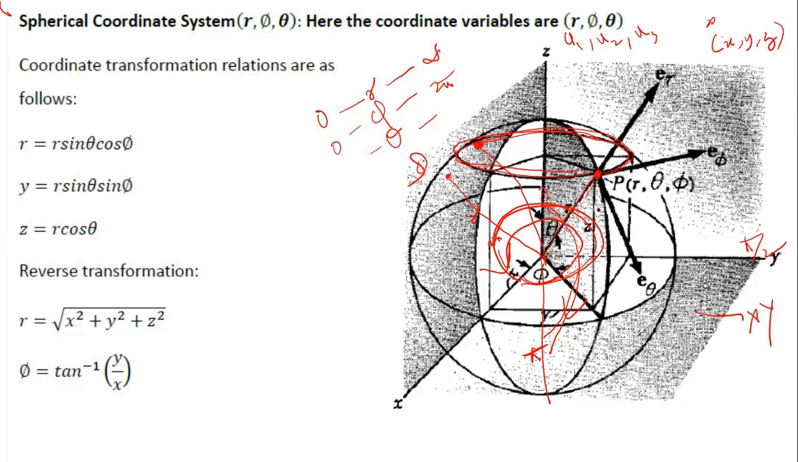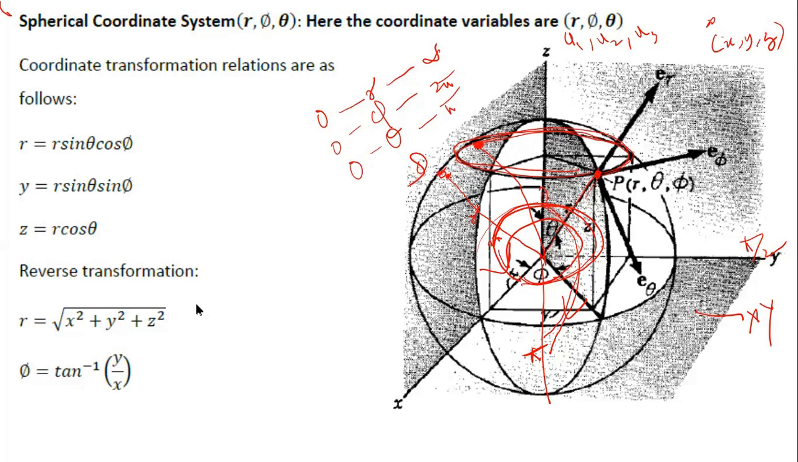So there is no need to extend the theta value beyond pi. If you extend up to 2 pi, it is simply redundant, because you are able to cover any point over here if you move your phi from 0 to 2 pi. So the theta value extends from 0 to pi only.